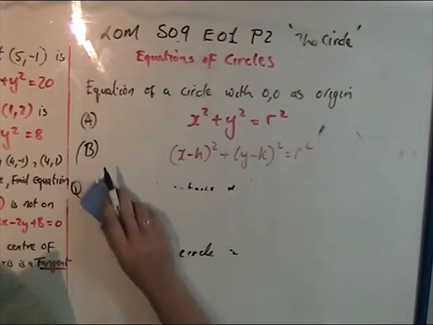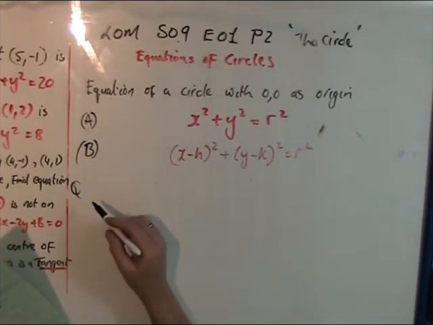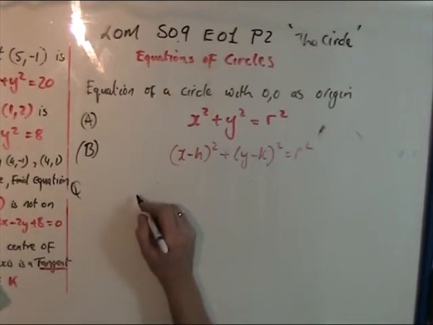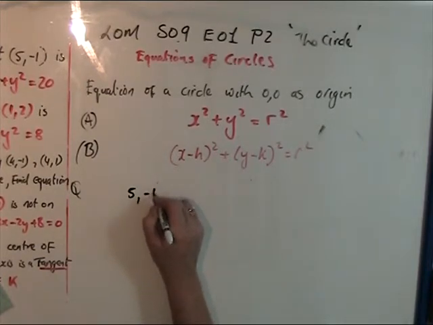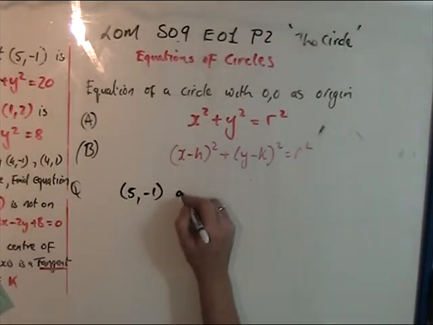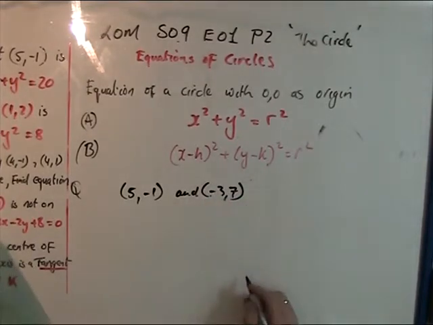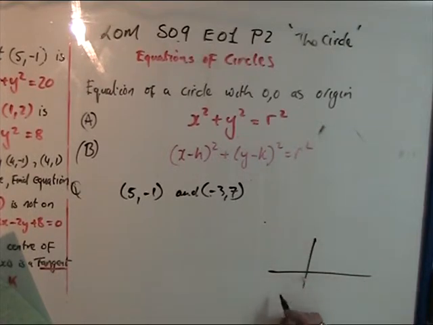And another question I will include with this part B. Find the equation of the circle whose diameter is the line segment joining 5, minus 1 and minus 3, 7. What it's saying here is that you have a line.